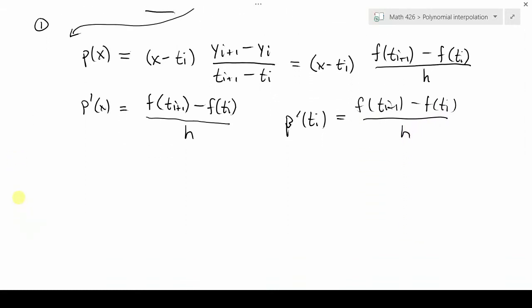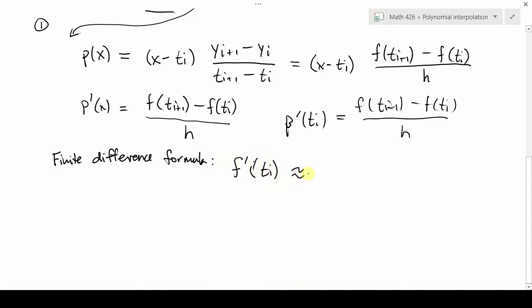Okay. So this leads to what we call a finite difference formula. All right, so f prime at t sub i is approximately f at t sub i plus h minus f at t sub i over h. Okay, so it's traditional to write everything in terms of that one point, t sub i.